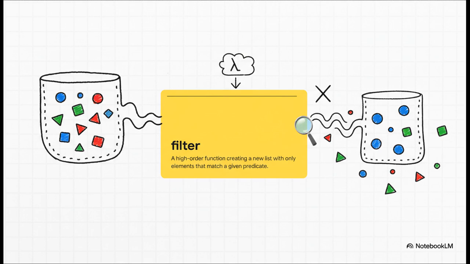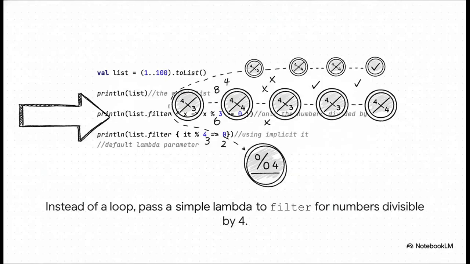So, let's kick things off with a classic, filter. I mean, the name pretty much gives it away, right? You give it a list and a little rule, a lambda that returns true or false, and filter hands you back a brand new list with only the items that passed your test. Simple as that.